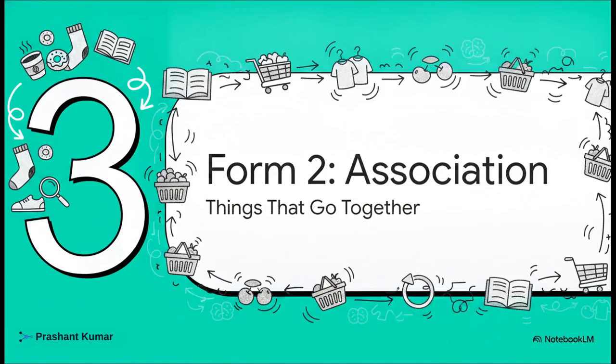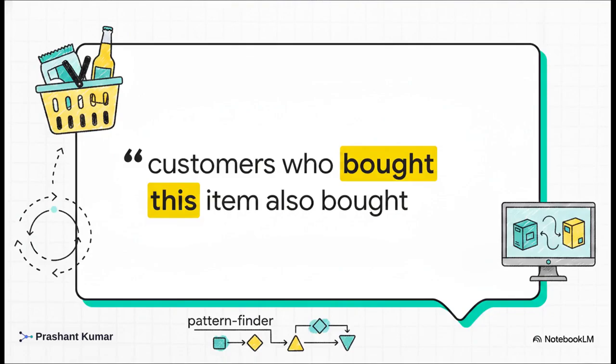Now for part three, form two, association, or finding things that go together. Association is the exact engine behind finding things that go together. Yep, this is the nappies and beer engine. By scanning millions and millions of shopping baskets, the pattern finder digs out hidden rules directly from the transaction history. It's the exact reason why online stores always display that famous little phrase, "customers who bought this item also bought." No human is sitting there writing those pairings by hand. The algorithm dug them up all on its own.